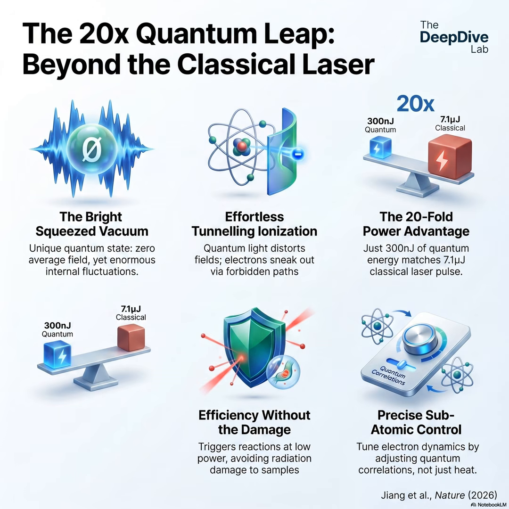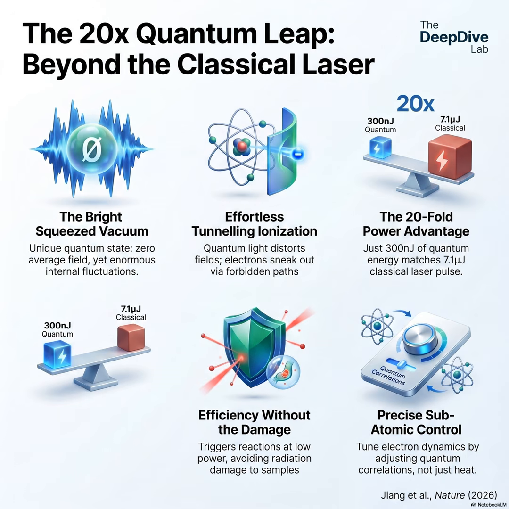And this is where the numbers completely blew my mind. When they ran the angular streaking data, the results were just staggering. Oh, absolutely. They found that a BSV pulse with an average energy of just 300 nanojoules produced the exact same peak electron momentum, meaning it hit the sodium atom just as hard and caused the same amount of tunneling as a classical coherent laser pulse packing 7.1 microjoules of energy.